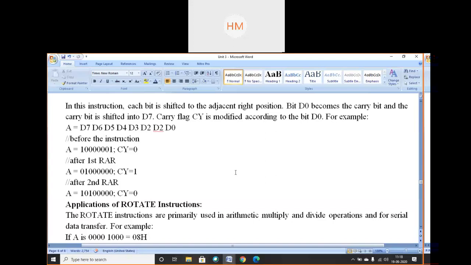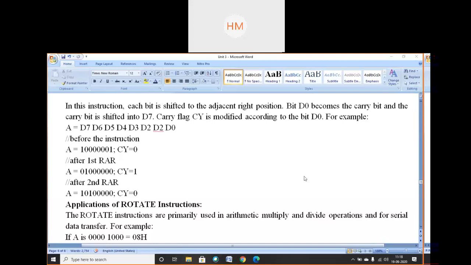What are the applications of rotate instructions? This is a very important concept, because in microprocessor 8085 you don't have direct multiplication and division operations. Have you seen any multiplication and division operation in the whole list of assembly language programming? Yes, students, have you seen? Is there any direct instruction for multiplication and division? No.